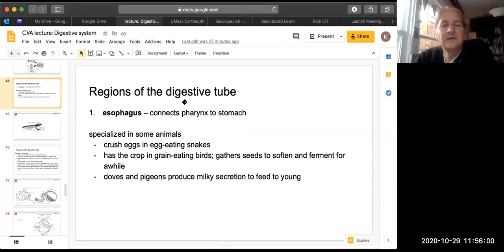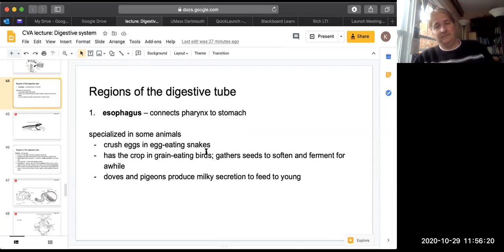So let's see, some specializations. Okay, so the esophagus is the part that's connecting the pharynx to the stomach. It is specialized in some animals. So sometimes they have a very tough esophagus to crush eggs, like egg-eating snakes.